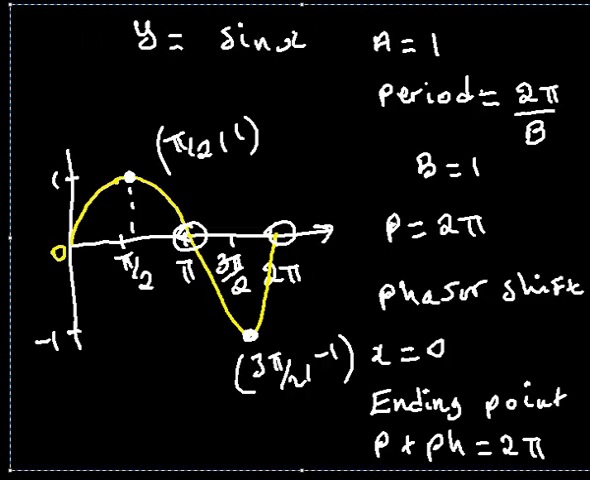And now what if, let's say we have this case, a function y is equal to sine of 2x. How do you think we should sketch the graph of this function? First thing, we have to determine the amplitude. What is the amplitude? The amplitude is given as 1.